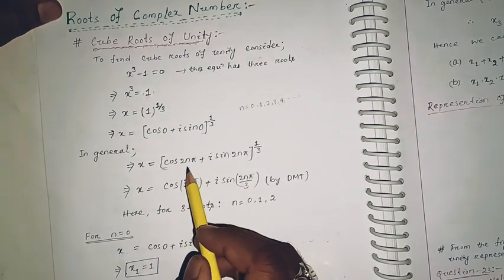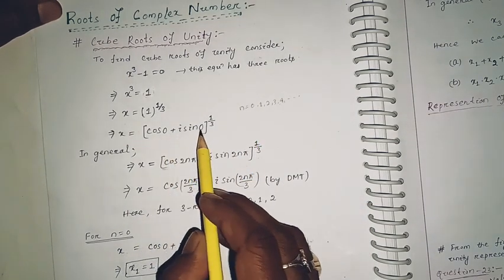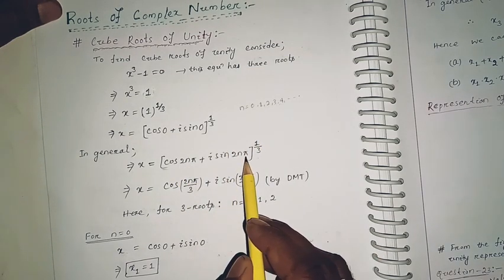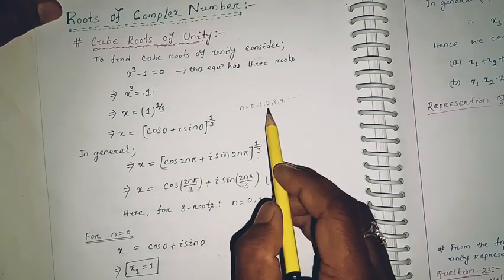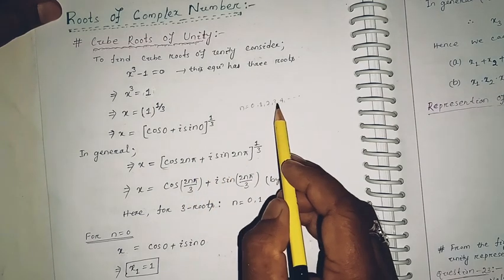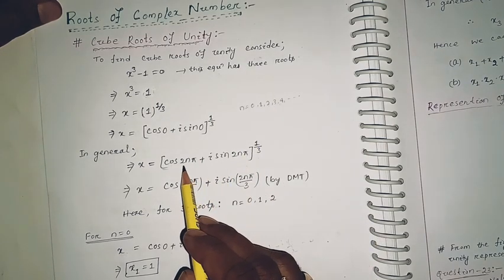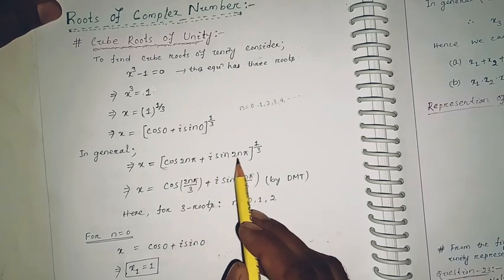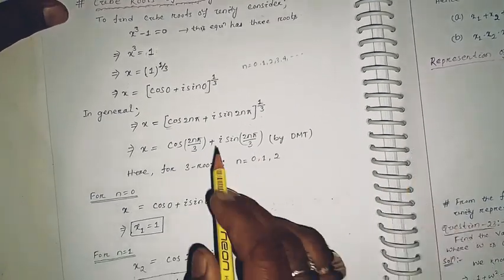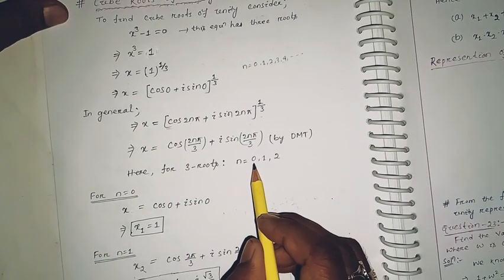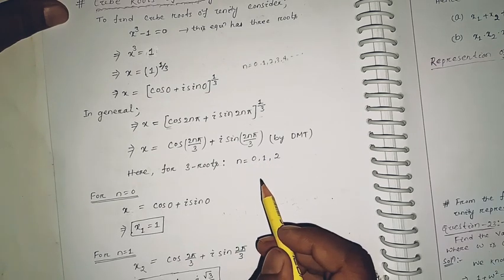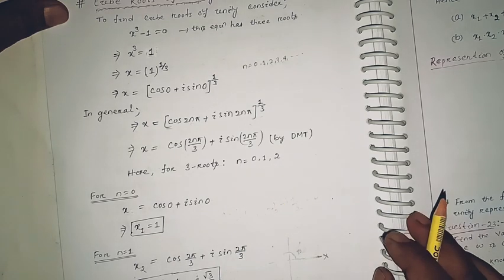If I put 0 over here, we get cos 0 plus i sin 0. If we put 1, this will be cos 2 pi plus i sin 2 pi; sin 2 pi will be 0 and cos 2 pi again 1. If we put 2, cos 4 pi is 1 and sin 4 pi is 0. If we put 3, cos 6 pi is again 1 and sin 6 pi is 0. But as we have to find 3 roots, we consider n equal to 0, 1, 2. For n equal to 0 we get the first root, for n equal to 1 the second root, and for n equal to 2 the third root.